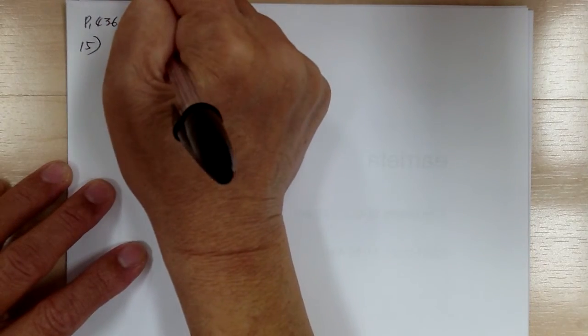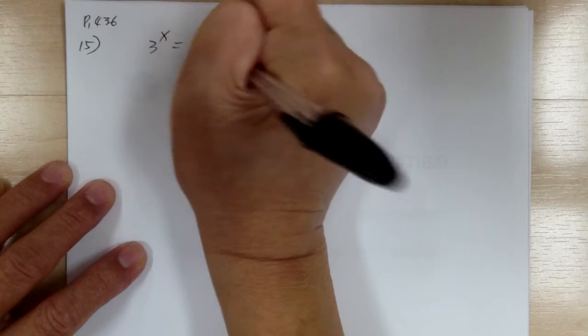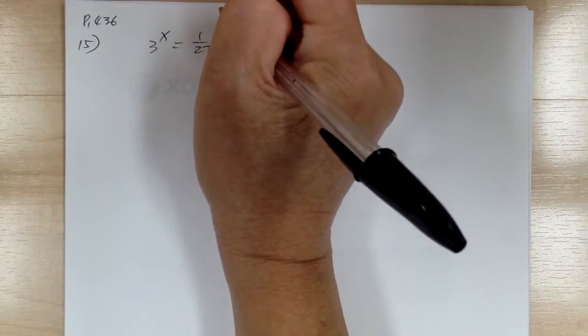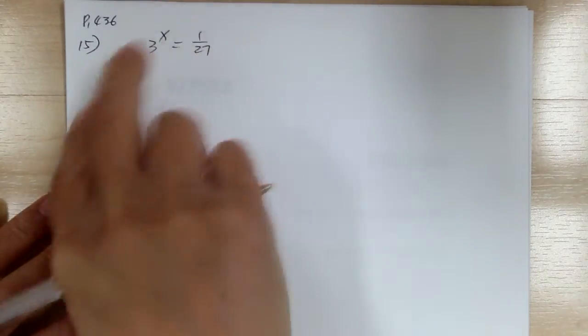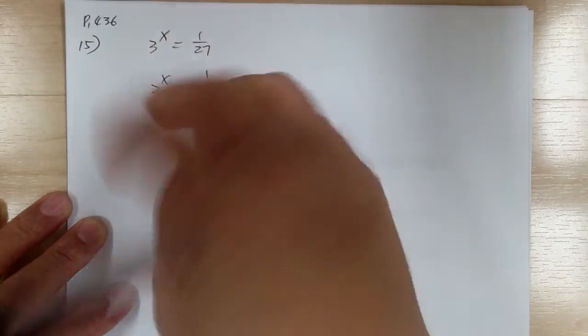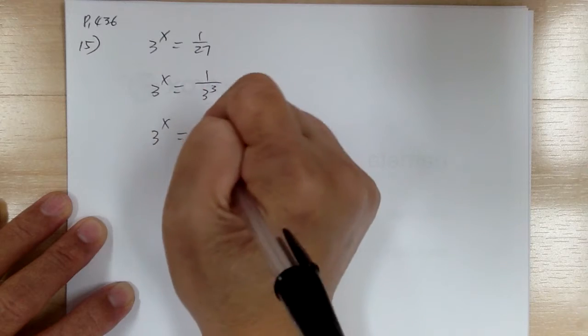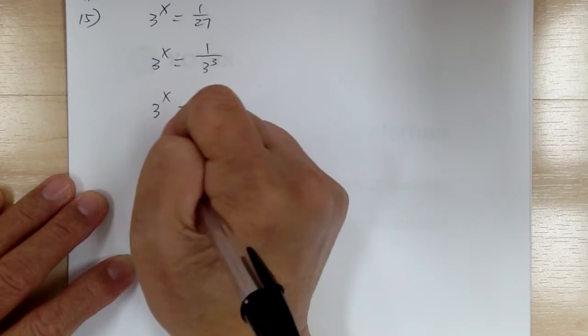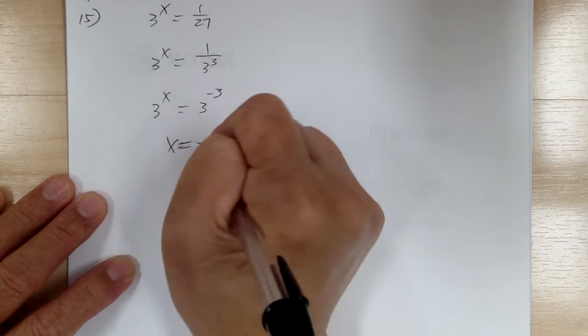Okay, you have 3 to the x equal to 1 over 27. And this one you're solving. So when you're doing the solving, you want to match the two sides. So it's got 3 to the x equal to 1 over 3 cubed. You flip it over, so 3 to the x equal to 3 to the negative 3. So by matching, you can see x equal to negative 3.